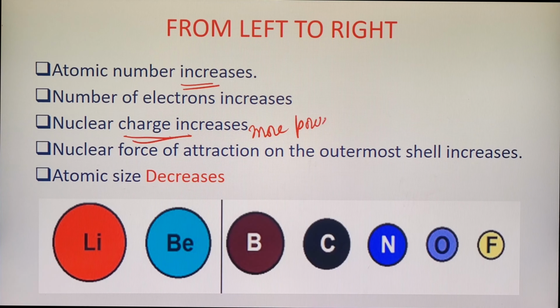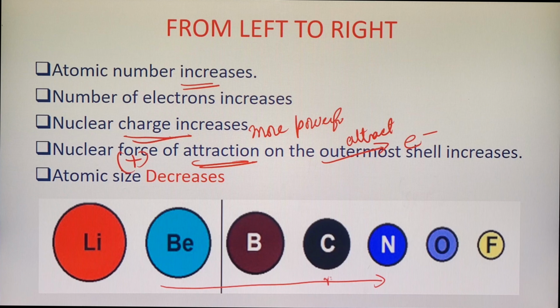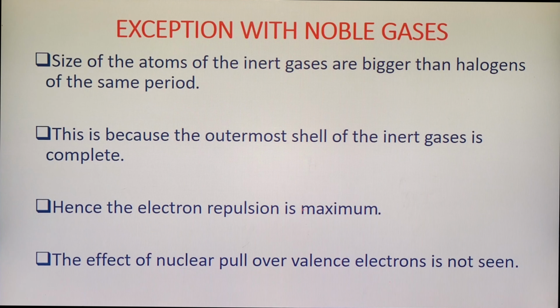More powerful is the nucleus, more will be the attraction with the electrons. Because we know the nucleus is positive, electrons are negatively charged. So they will try to attract the electrons. Now when they attract, what starts happening to the size? The more the attraction, the less will be the size. So the atomic size will keep on decreasing. Now please remember here, children, there is an exception with noble gases.